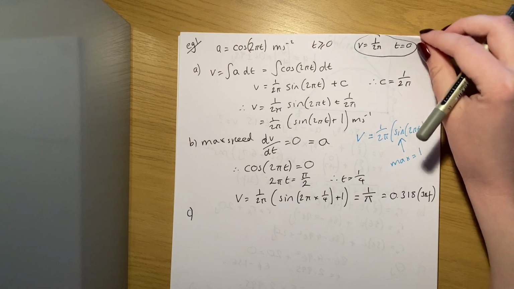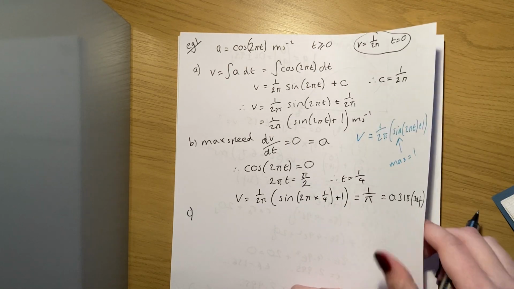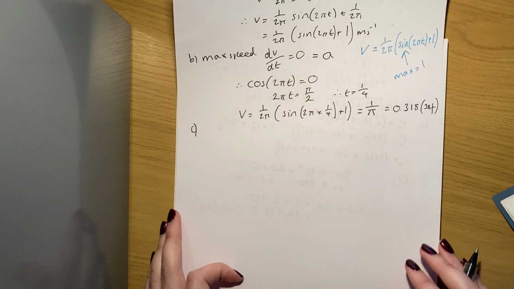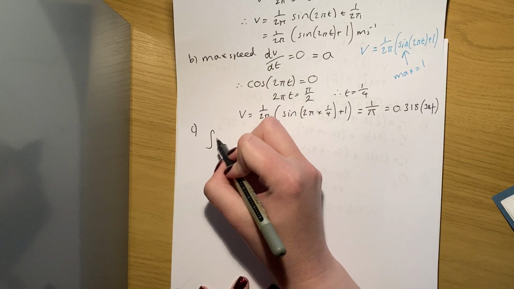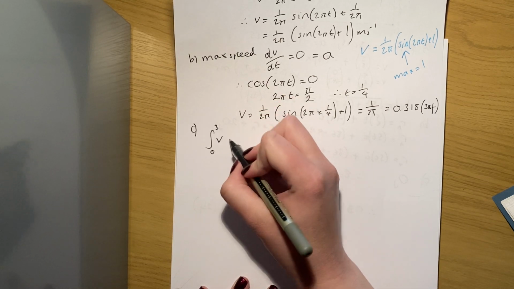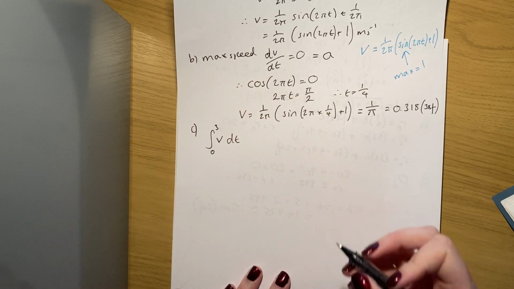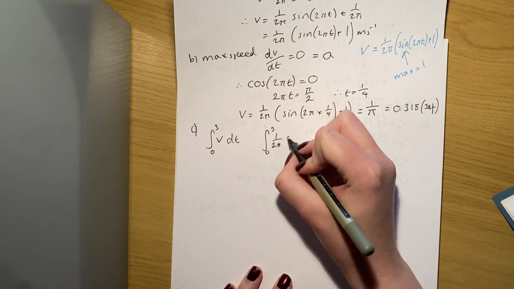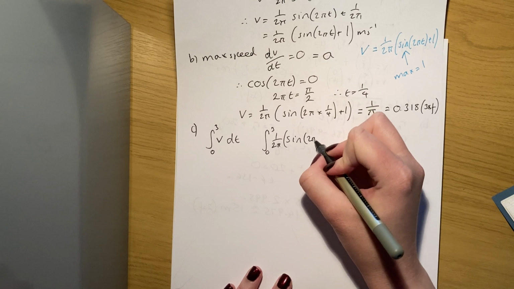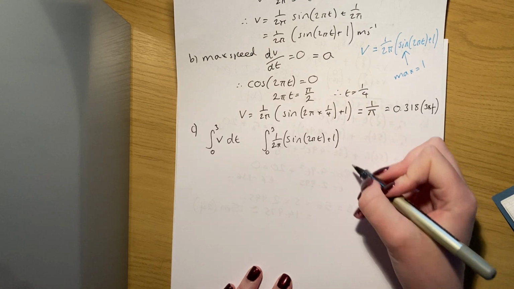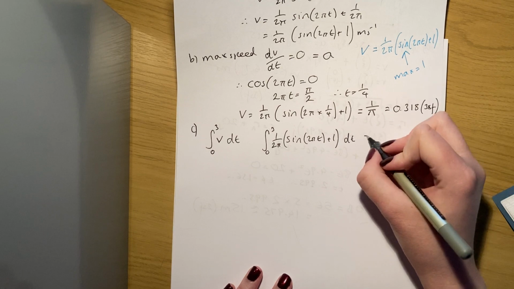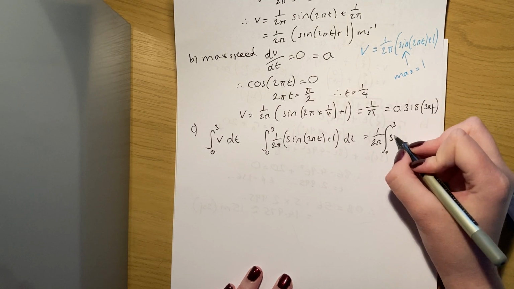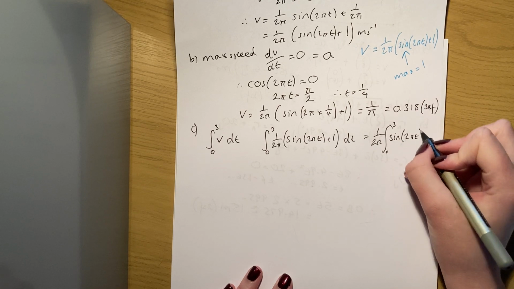Right, part C. Find the distance travelled in the first 3 seconds. Distance travelled is obviously the integral of v, and if it's in the first 3 seconds, it's between 0 and 3. So I'm integrating 1 over 2 pi sine of 2 pi t plus 1 with respect to t. And I'm going to take the 2 pi out because it makes it much simpler.